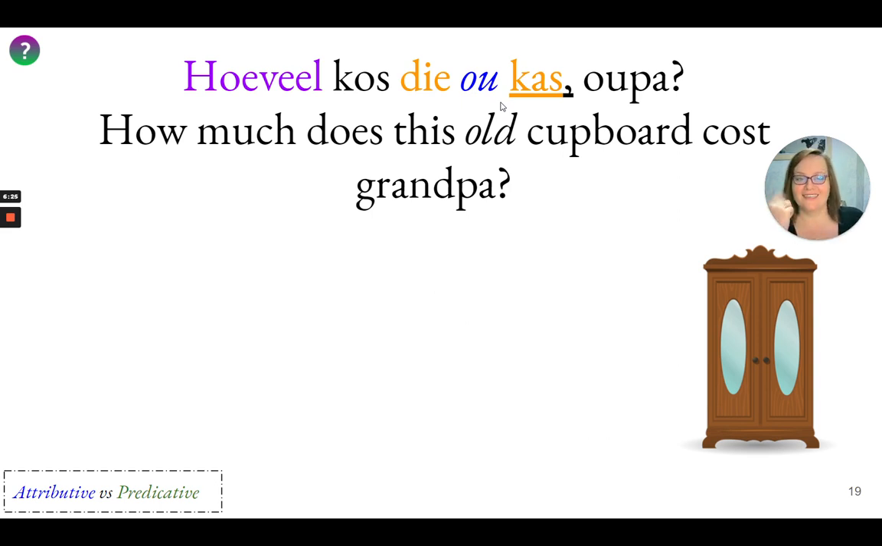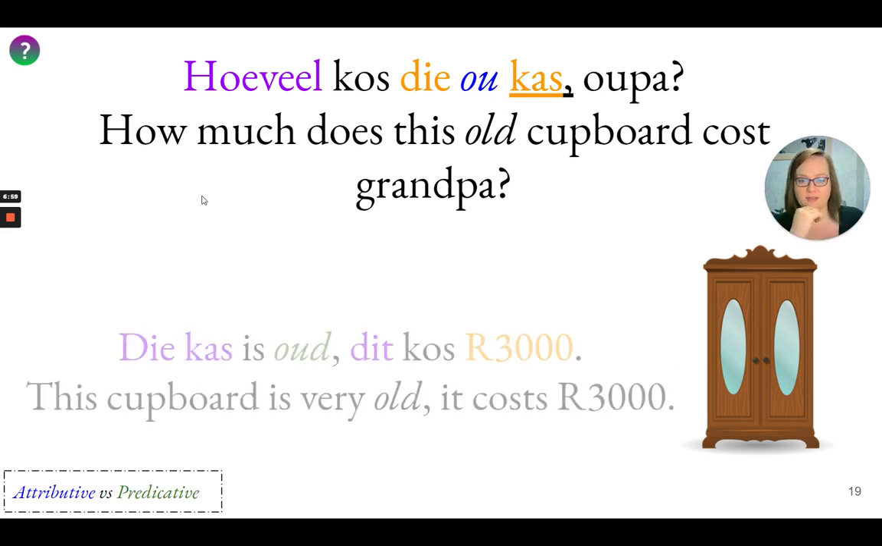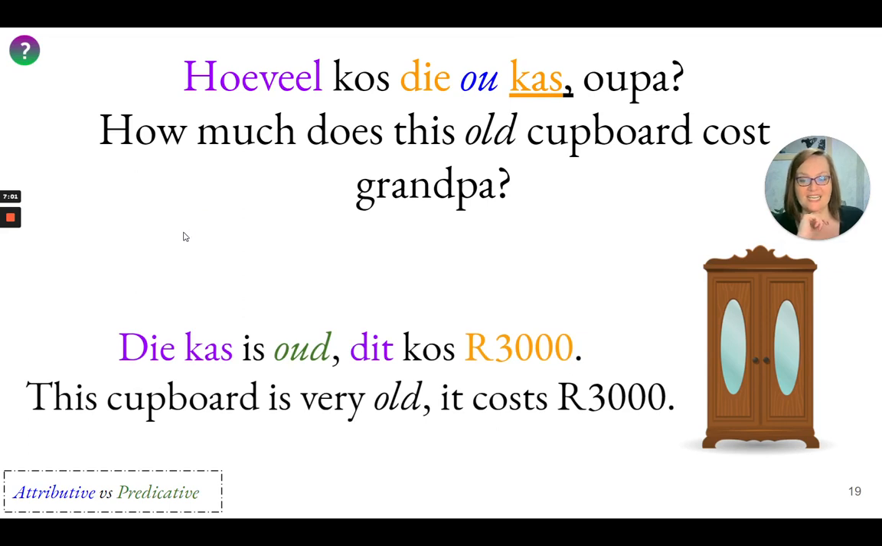They inflect. Okay, so what is the predicative word of this O? Oud. Die kas is oud. Dit kos 3,000 rand. This cupboard is very old. It costs 3,000 rand. Die kas is oud, comma. So we're just joining two sentences through this comma.